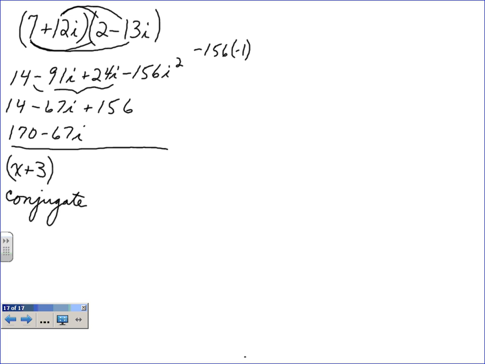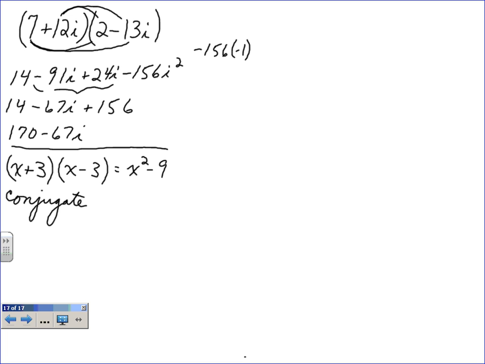Would anybody know what it is? Nobody? Is it negative 3? No. The conjugate of x plus 3 would be x minus 3. It's whatever you multiply by to have the difference of two squares. And if I multiply x plus 3 by x minus 3, what happens to the outside and inside terms? They cancel out. And what I have is x squared minus 9. And that's the conjugate. The conjugate of x plus 3 is x minus 3. The conjugate of x minus 3 is x plus 3.